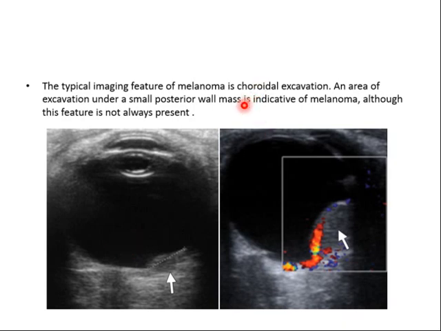Also, another characteristic feature of the melanoma is choroidal excavation. It will excavate the choroid beneath it, like in this one here, and penetrate more into the choroid. Invade, yes, invade the choroid. This is a characteristic sign of choroidal melanoma. And here the vascularity.